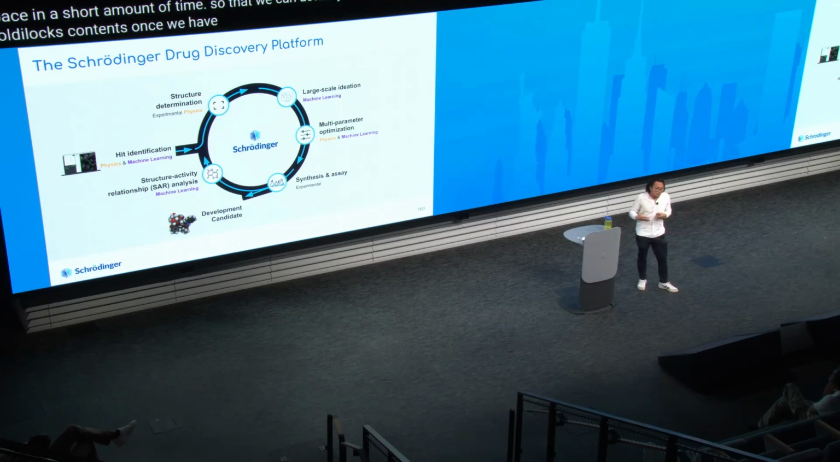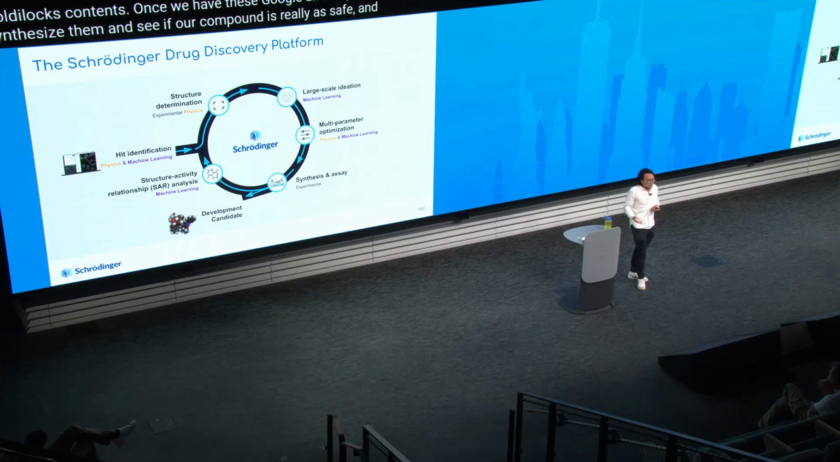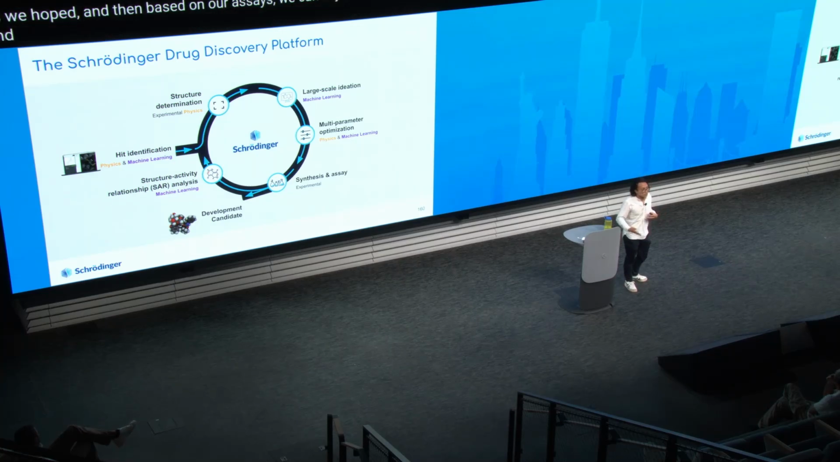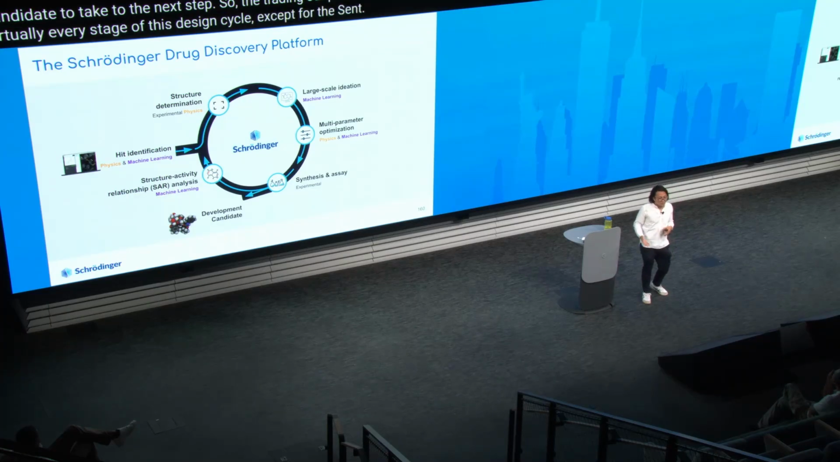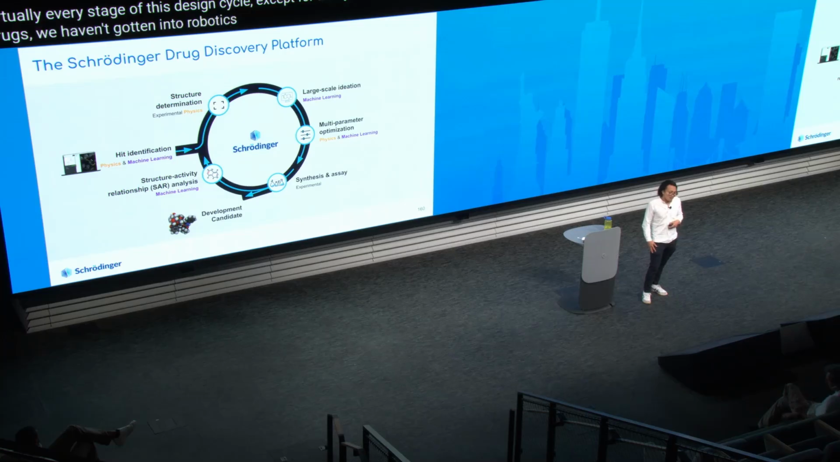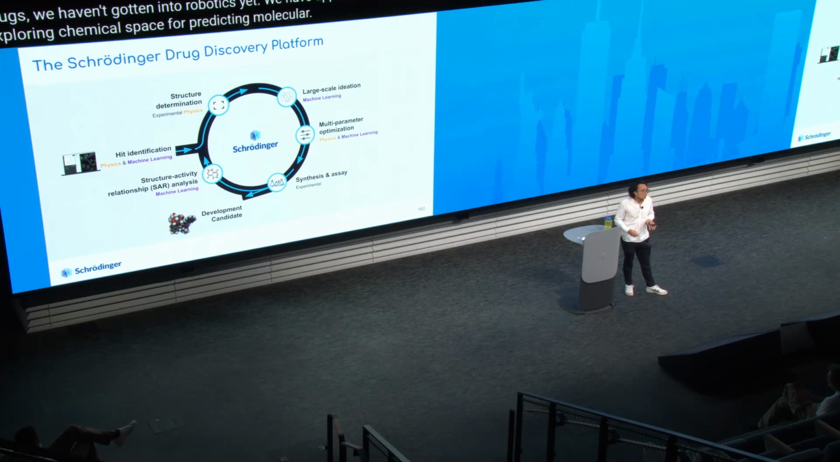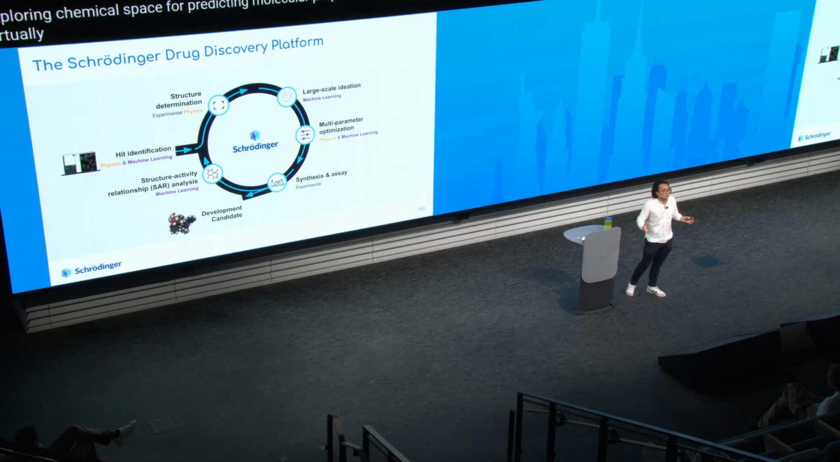Once we have these Goldilocks compounds, we can synthesize them and see if our compound is really as safe and effective as we hoped. And then based on our assays, we can adjust our models and then repeat the whole cycle again until eventually we have an ideal candidate to take to the next step. So the Schrodinger platform powers virtually every stage of this design cycle, except for the actual synthesis of the drugs. We haven't gone into robotics yet. We have applications for exploring chemical space, for predicting molecular properties, and for virtually screening large libraries of compounds.